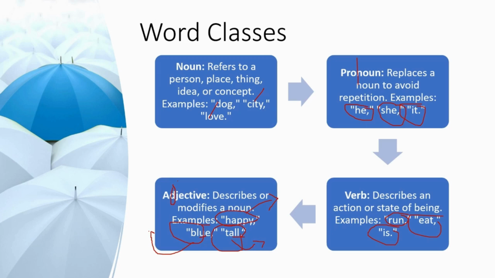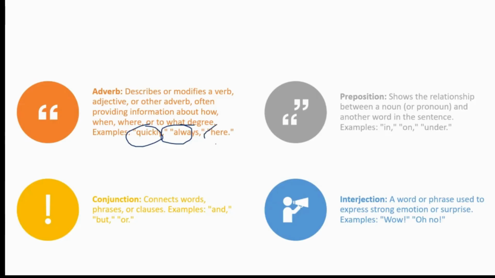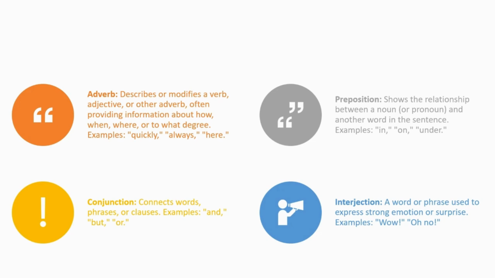The baby is running. So run is a verb, an action. He eats chips, is eating food. So eating is an action. Maybe the book is old; it's telling a state. An adverb describes or modifies a verb, an adjective, or another adverb, often providing information about how, when, where, or to what degree. For example, quickly, always, here.